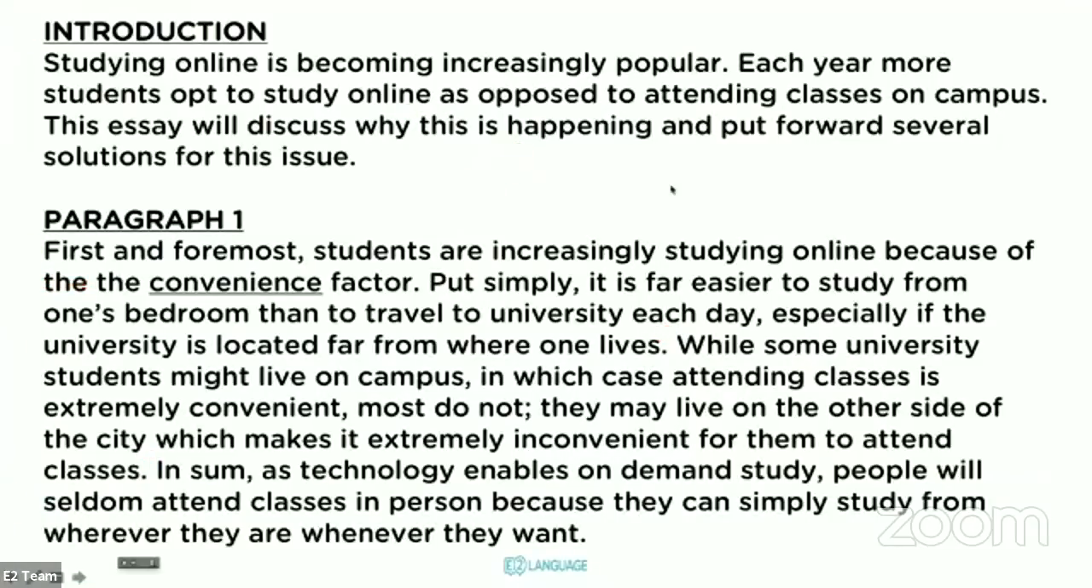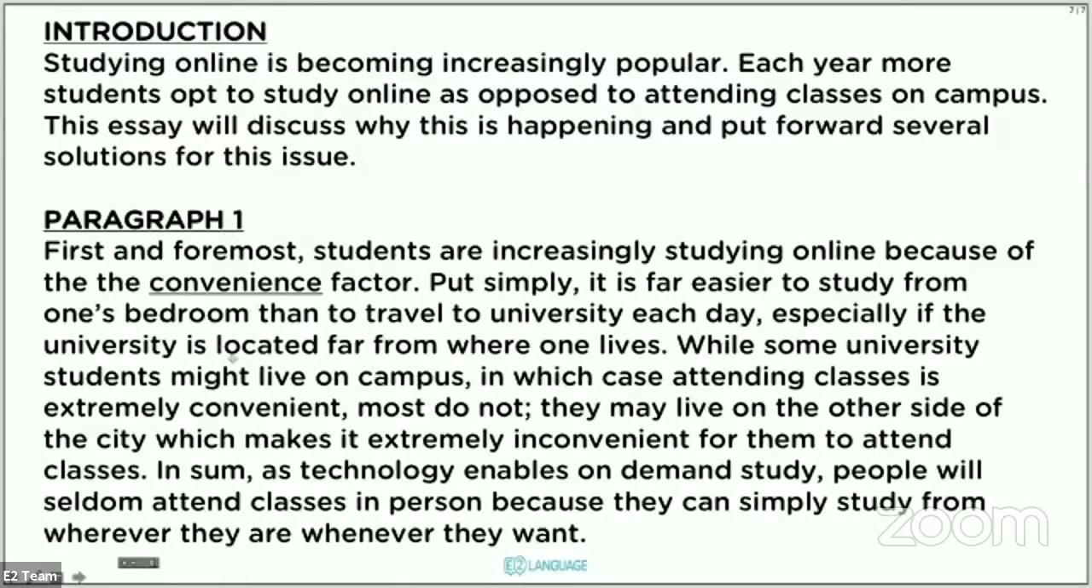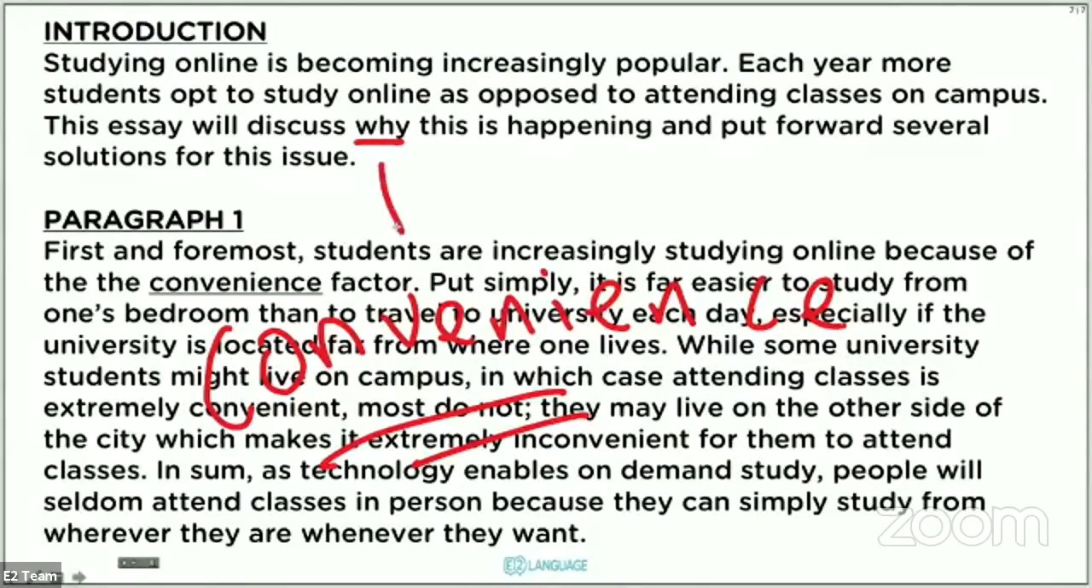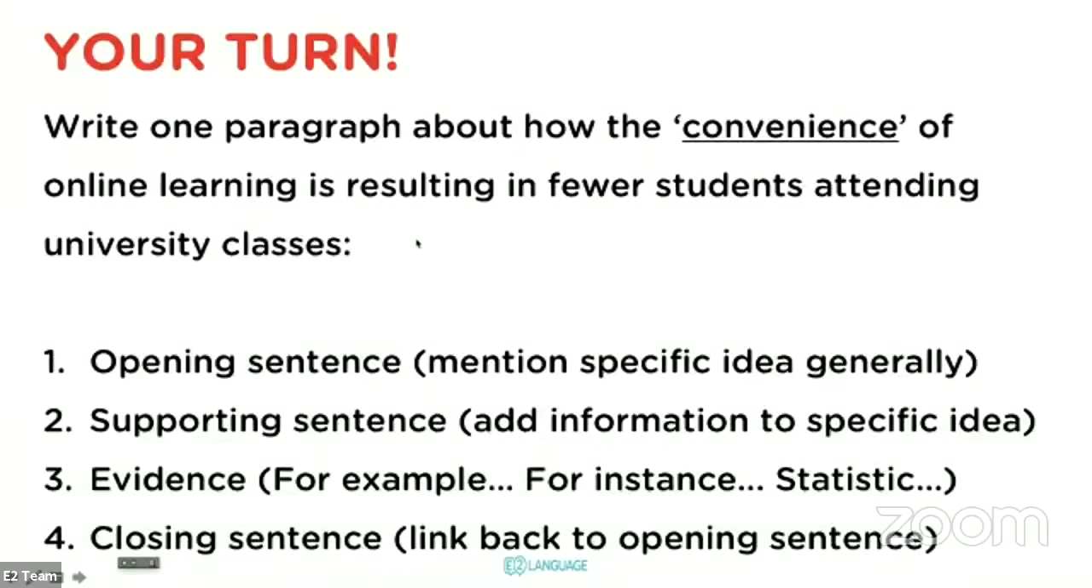Now, you'll notice the most important thing here with this paragraph 1 is it was only about convenience. I did not talk about affordability. I did not talk about effectiveness. I did not talk about anything else other than online study is convenient. And that was why students are studying online, because it's convenient. I did not write about anything else. Cool, your turn.